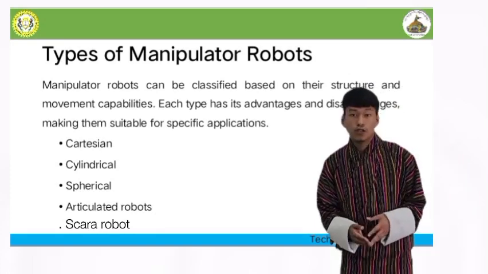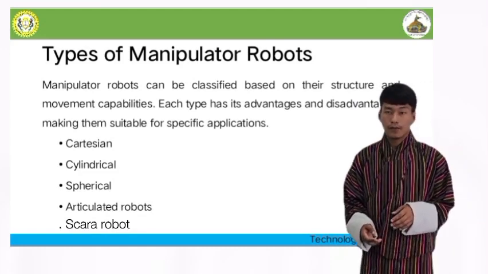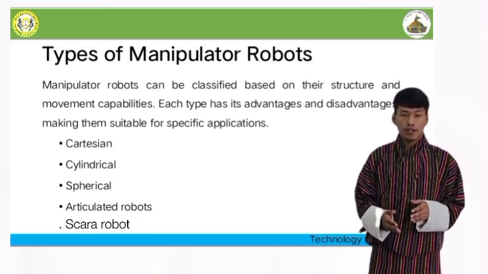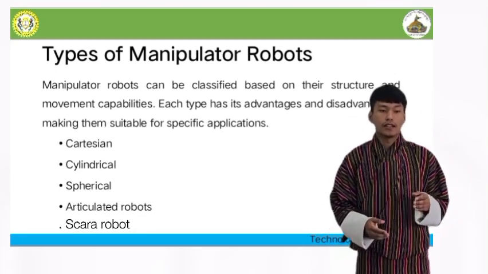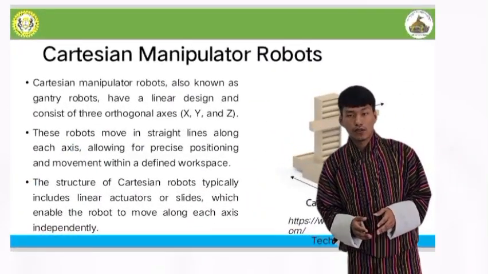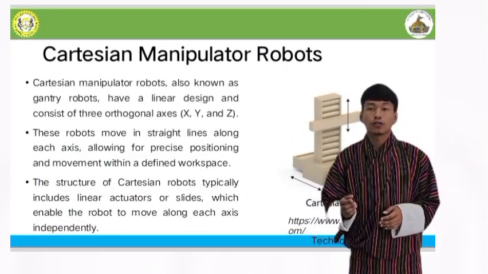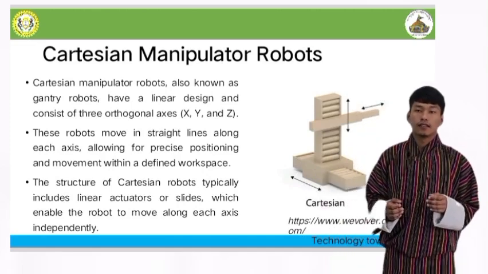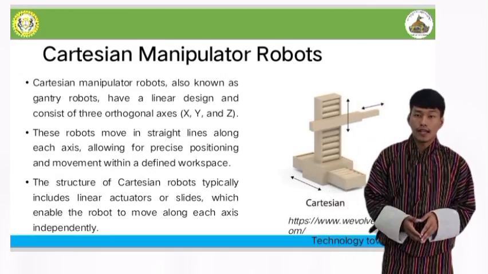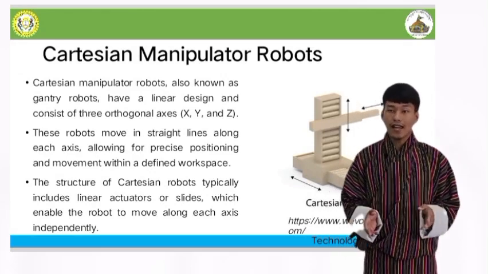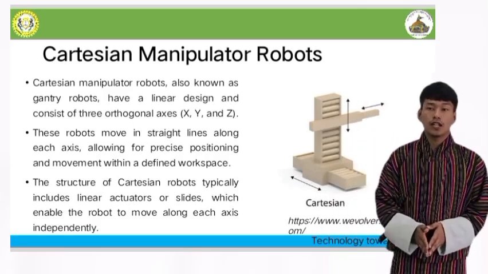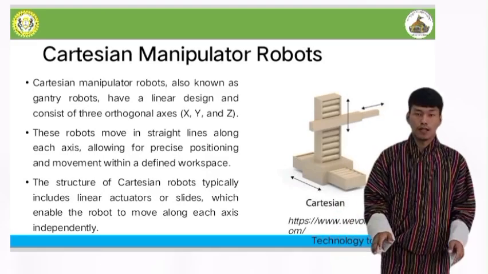What are the types? Types include Cartesian robots, cylindrical manipulator robots, spherical manipulator robots, articulated robots, and SCARA robots. So first one, Cartesian manipulator robots. Cartesian manipulator robots, also known as gantry robots, have a linear design, consisting of three orthogonal axes, X, Y, and Z. These robots move in straight lines along each axis, allowing for precise positioning and movement within a defined workspace.